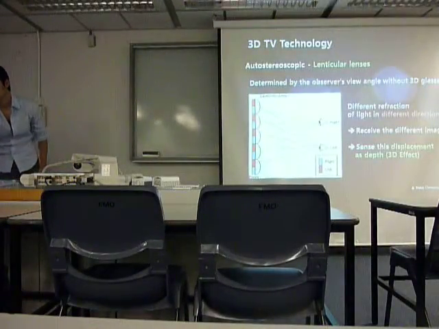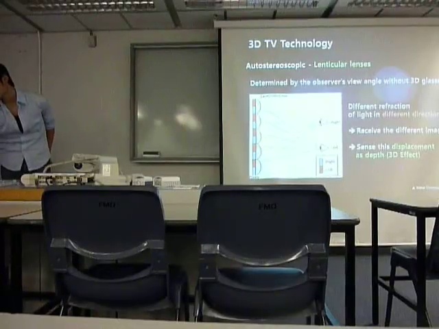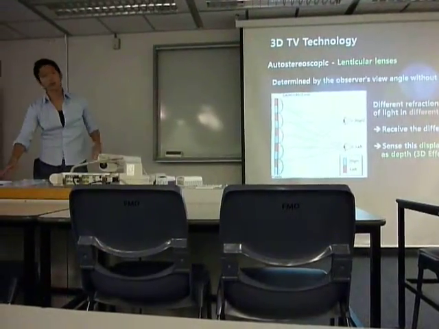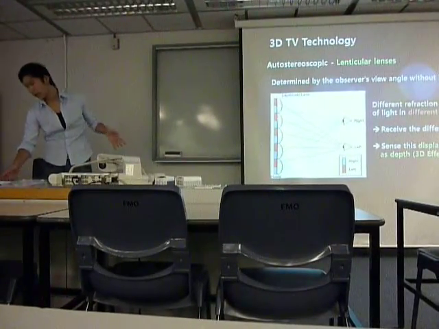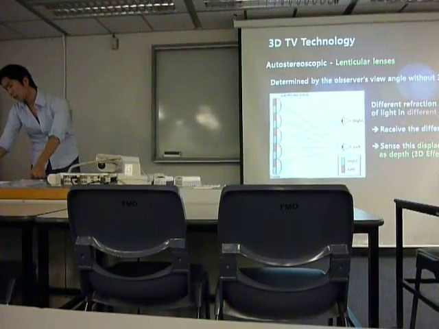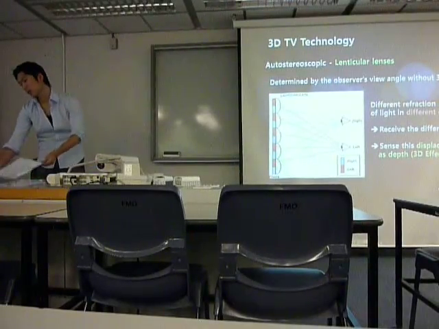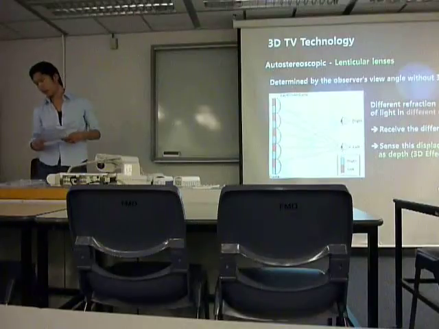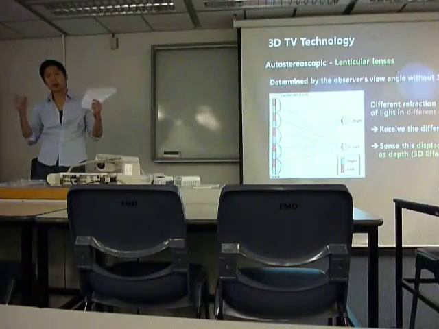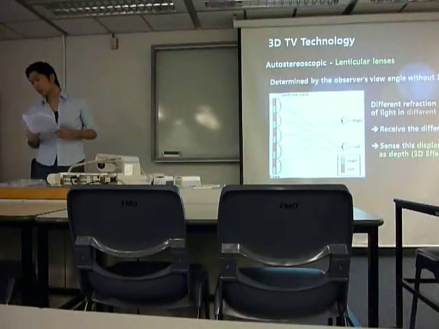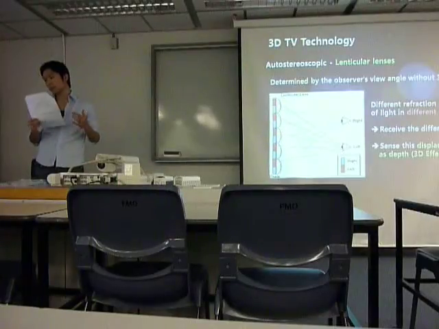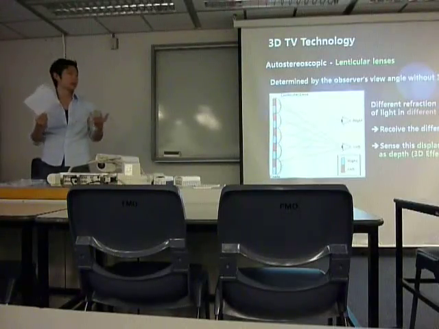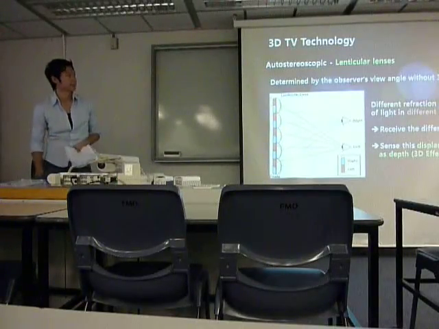Next is a technology called lenticular lenses. Lenticular lenses are attached to the screen, and because of the different refraction of light, it gives different directions, and the eyes receive different images. Because of this, there's a sense of depth, and this depth gives the 3D effect.